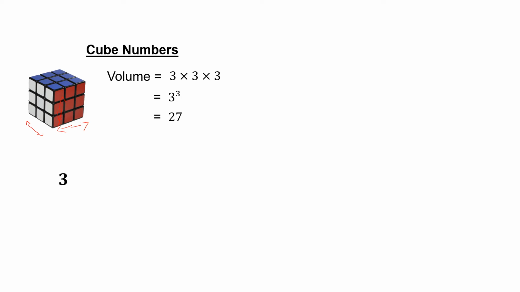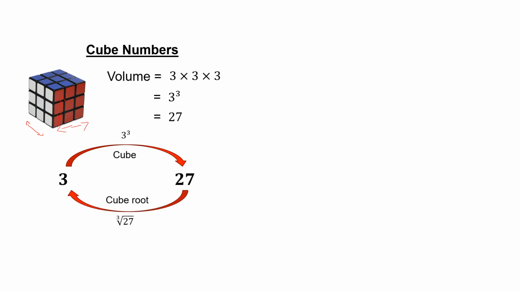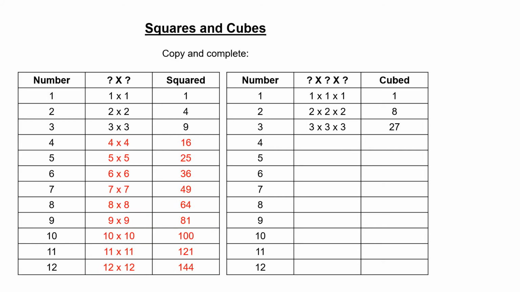And just like we had the root symbol, we also have the cube root symbol, which is that we put this little 3 here to show that it's the cube root of 27, or something times something times something equals our answer, which obviously in this case is 3 times 3 times 3, which equals 27. So we're going to pause the video here and we're going to write in our cubed numbers.